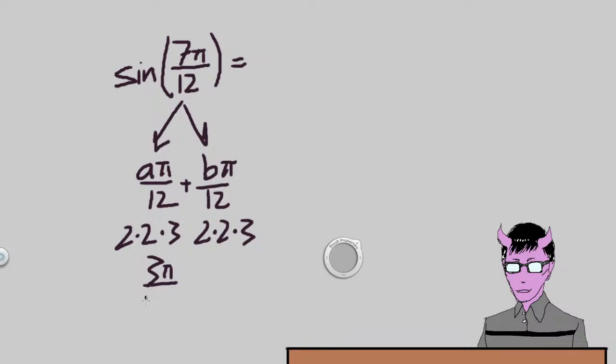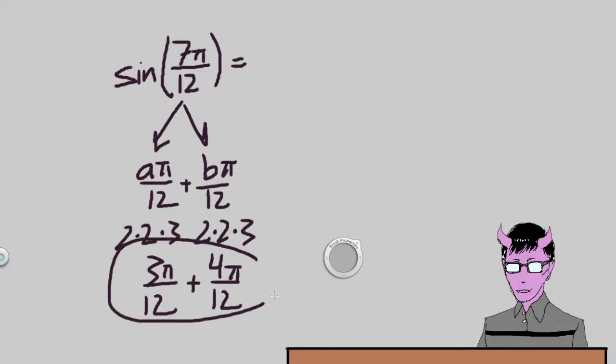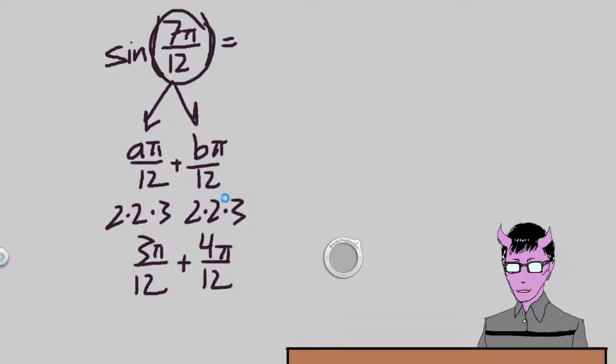So if we put 3, then this one becomes simplifiable, which is perfect. And then, of course, if we pick the 4, because 4 is a factor of 12, 4 pi over 12 is also simplifiable. It's not a coincidence. It is by design of the problem, right? So does 3 pi over 12 plus 4 pi over 12 equal this one? Yes, because 3 plus 4 is indeed 7. So this one seems to be the optimal breakdown for the argument.